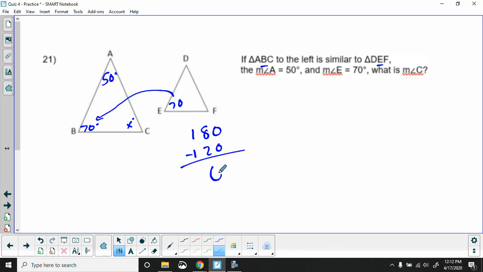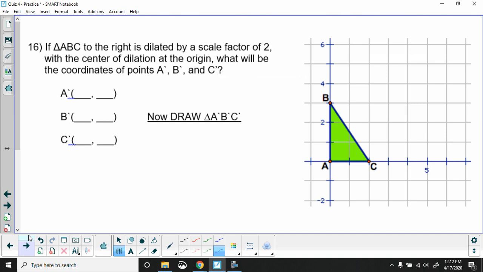Boop. If triangle ABC to the right is dilated by a scale factor of 2 with the center of dilation at the origin, what will be the coordinates for points A, B, C? And then they say draw it. So let's get our coordinates. A is 0, 0. Since the center of dilation is at the origin, we're just multiplying by 2. And, well, 0 times 2 is 0. 0 times 2 is 0. No big difference there. Then we have 1, 2, 3. So that's 0, 3 for B.